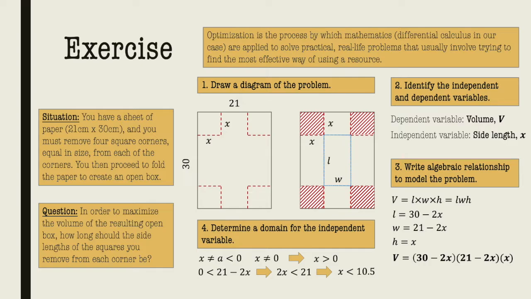Having established that x cannot be smaller than 0, yet also not bigger than 10.5, we have our domain. X must be between the two values. X must be greater than 0 and smaller than 10.5. Now we have finally come to the part where we use differential calculus.